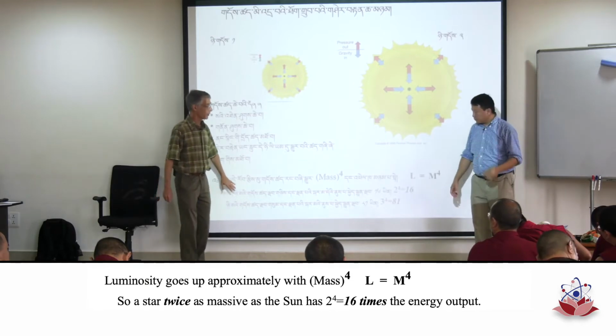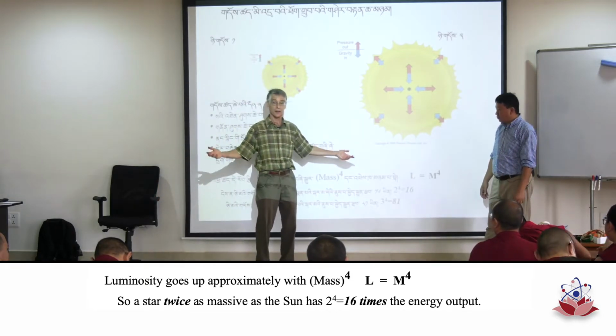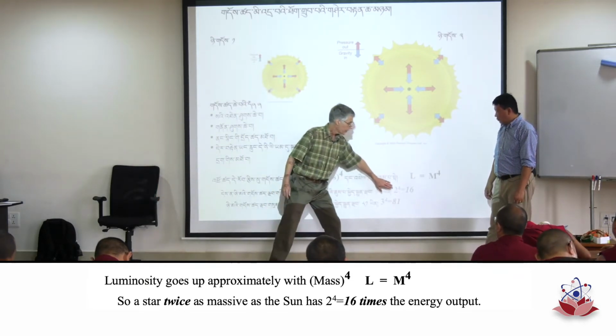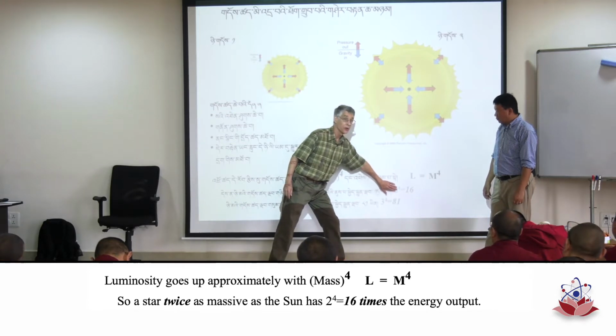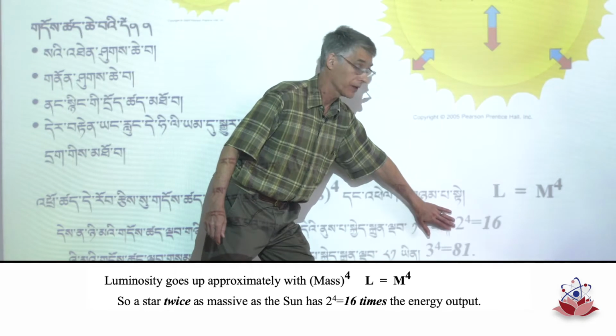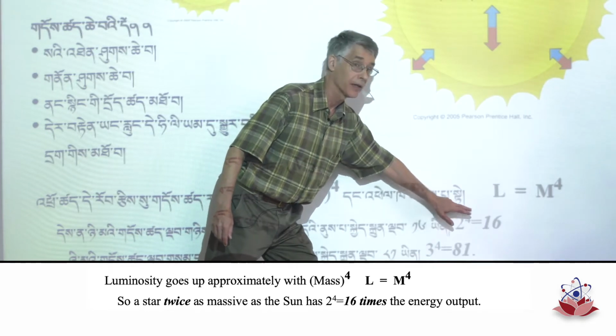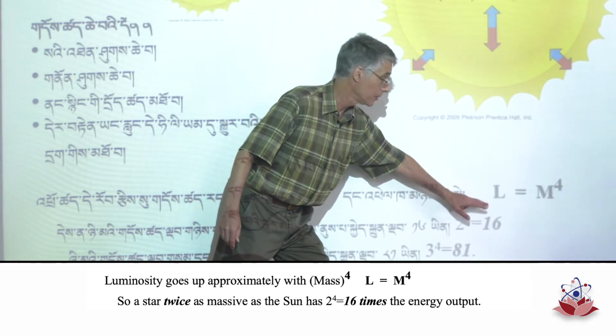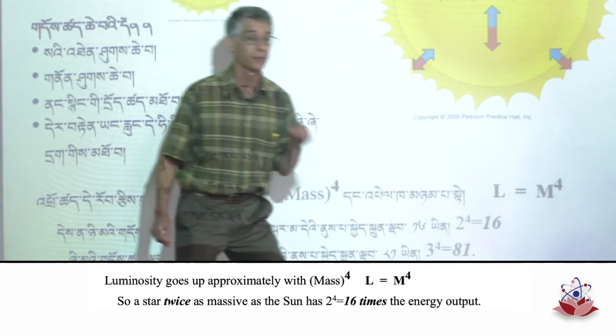So, for example, a star twice as massive as the sun produces 2 to the 4th times as much energy and is 2 to the 4th times as luminous. That's 2 times 2 times 2 times 2, which is 16.